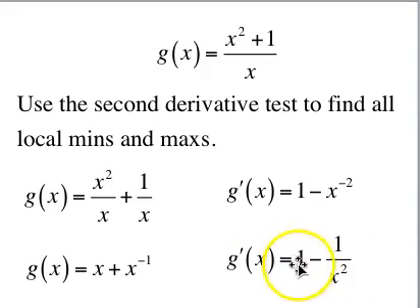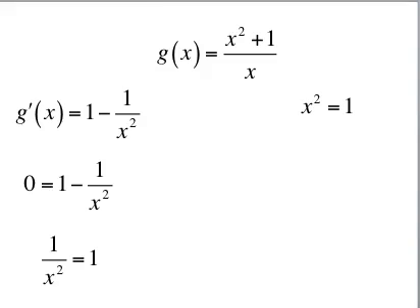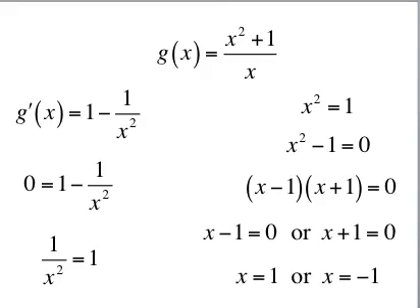Let's find our critical values where the first derivative equals 0. So when is 1 minus 1 over x squared equal to 0? Of course, when 1 over x squared equals 1. Multiplying both sides by x squared, because of course it can't be 0, we get x squared is 1. Subtracting 1, x squared minus 1 is 0. That factors into x minus 1 times x plus 1 equaling 0. So x minus 1 is 0 or x plus 1 is 0, so we get our critical values where the first derivative equals 0 at x equals 1 or x equals negative 1.